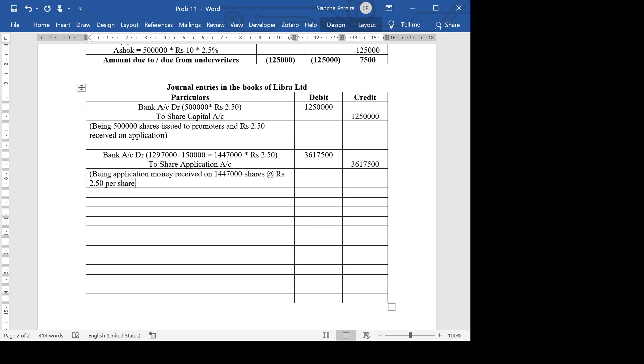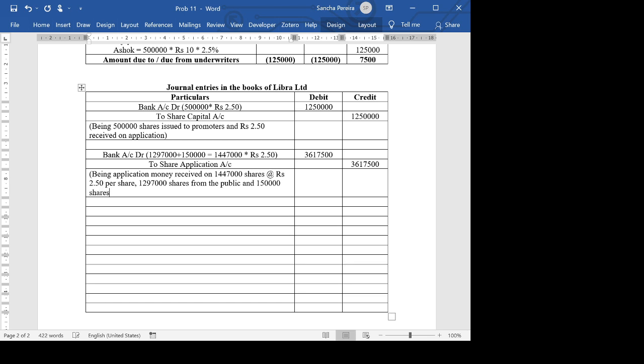You can also go a little ahead and explain how you get this 14 lakh 47,000: 12 lakhs 97,000 shares from the public and 1 lakh 50,000 shares on firm underwriting. If you want, you can go ahead. This is just explaining how I got these amounts. So bank account debit to share application account.